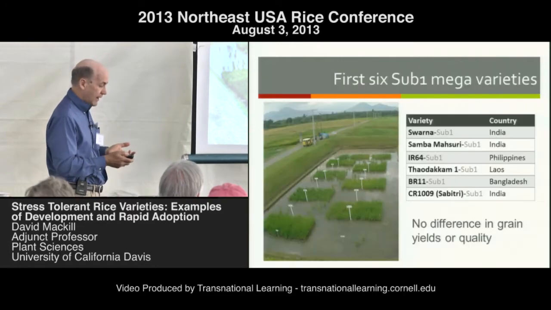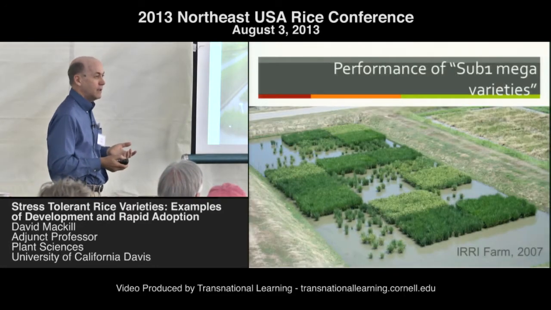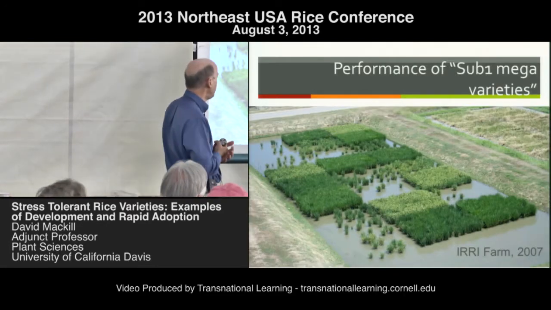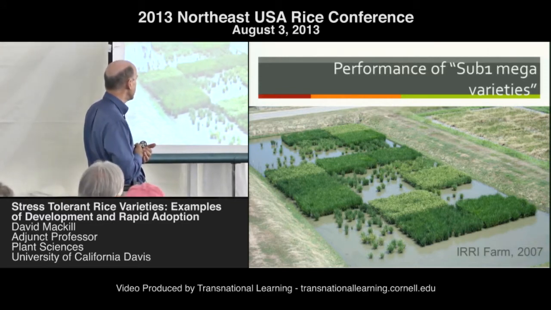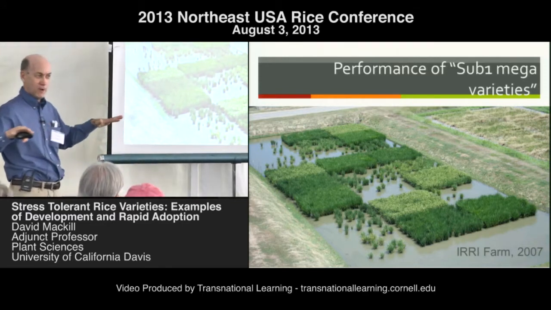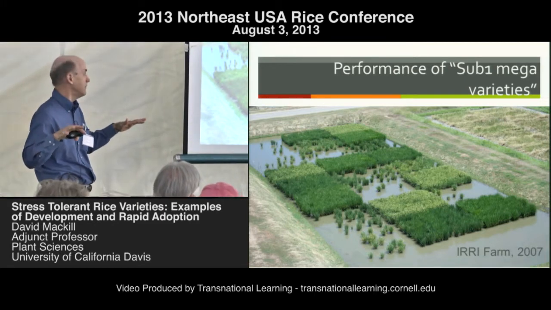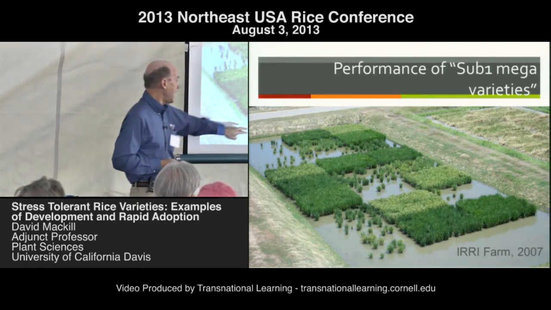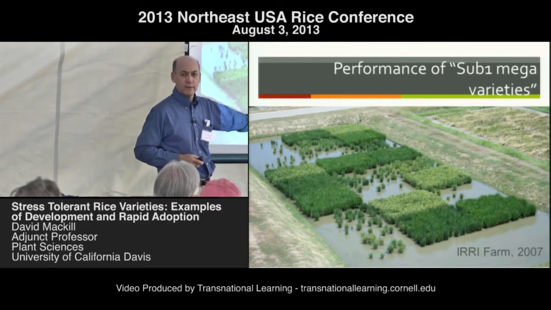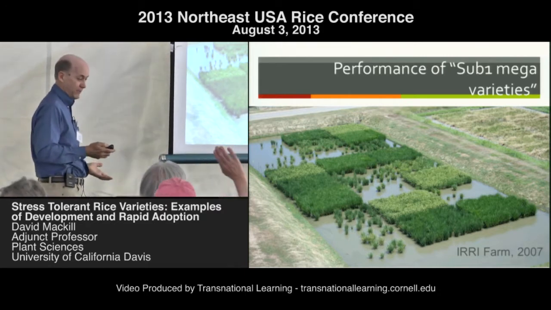Can I ask a question? Yes? So in that pool, when you're flooding it, is the entire plant actually completely underwater? Completely underwater for 18 days. Oh my God. Yeah. And then they grow out. Yeah. So this is what happens to a normal plant in a farmer's field.